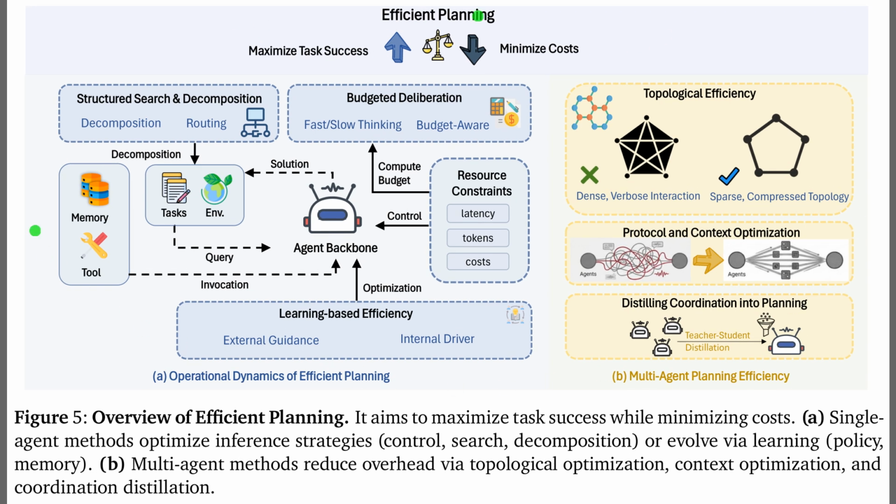The header illustrates the central tension, balancing the scale between maximizing task success and minimizing costs. On the left, panel A details single-agent strategies, where the agent backbone uses budgeted deliberation to dynamically adjust reasoning depth based on strict token and latency budgets. Switching to the right, Panel B focuses on multi-agent efficiency. It highlights topological efficiency, which replaces chaotic, dense communication webs with sparse, structured connections to reduce unnecessary chatter.